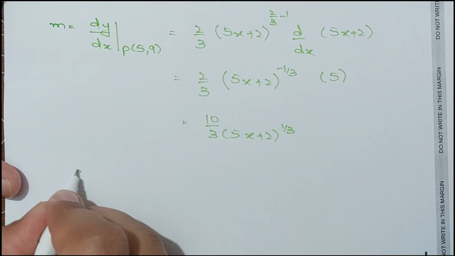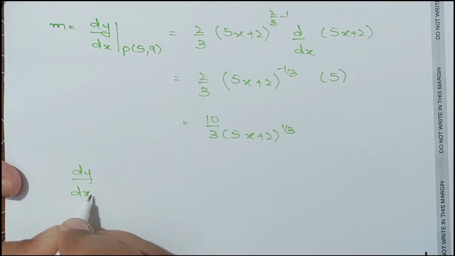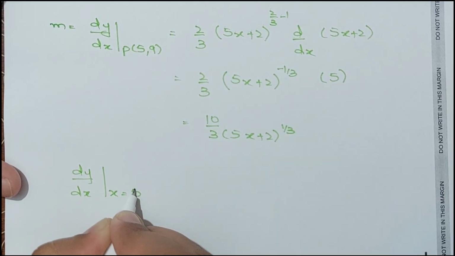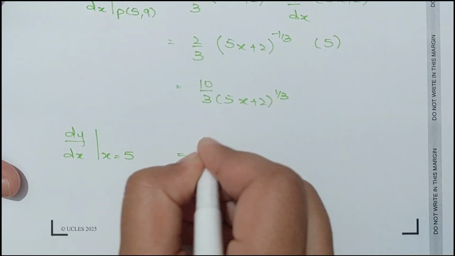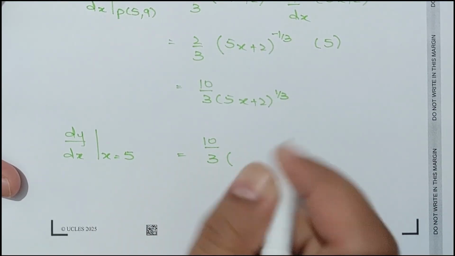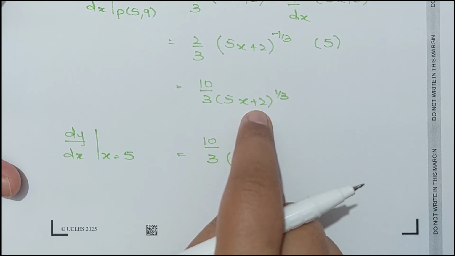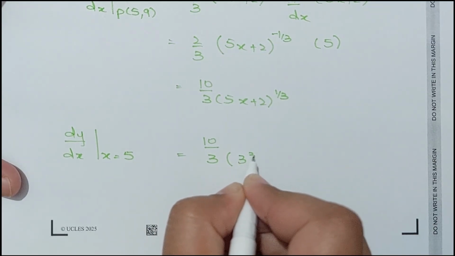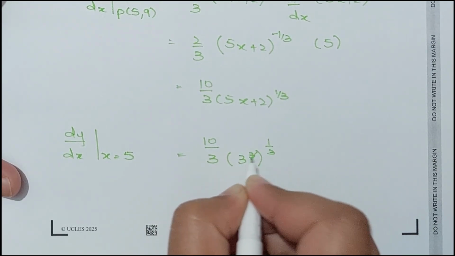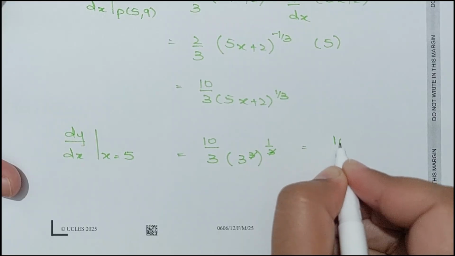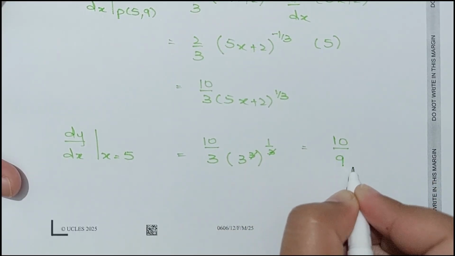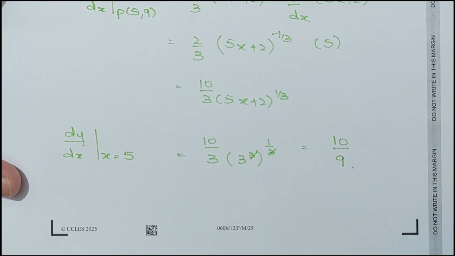Now let me evaluate the derivative dy over dx at x equals 5. At point P, the x coordinate is 5. So we have 10 over 3 into 5 times 5 is 25, and 25 plus 2 is 27, and 27 is the cube of 3. So 3 cubed to the power 1 over 3, the 3's cancel out. So 10 over 3 times 3 would be 9. So 10 by 9 is the gradient.